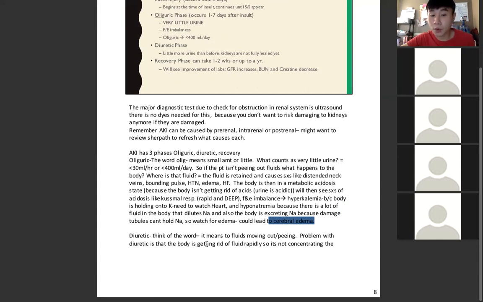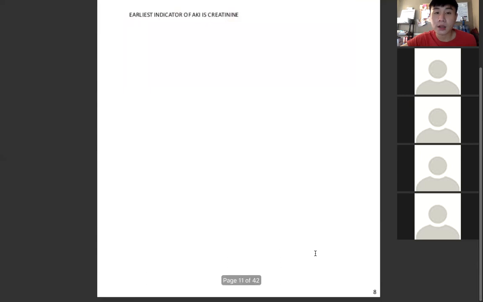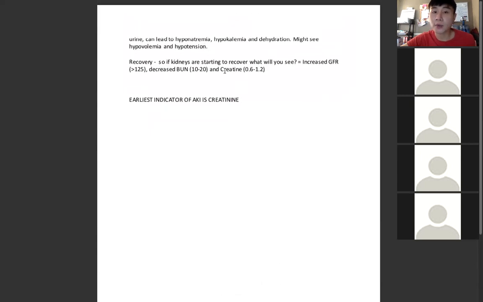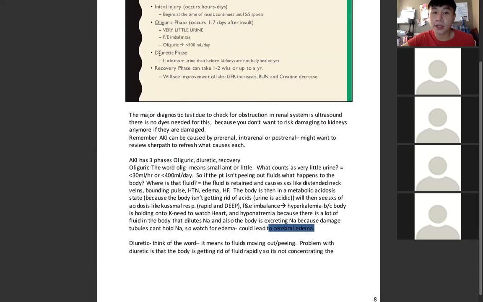Diuretic, think of the word. It means fluid moving out, peeing. The problem with the diuretic phase is that the body is getting rid of fluid rapidly, so it's not concentrating the urine and can lead to hyponatremia, hypokalemia, and dehydration. You might see hypovolemia and hypotension. That part is talking about the diuretic phase.